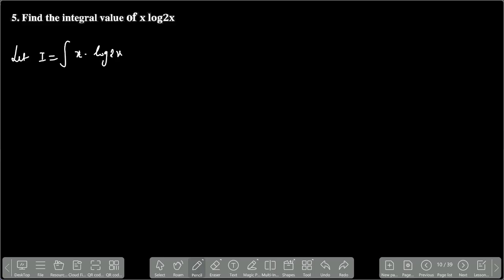The integral contains two functions. At that time what do I suggest you use? What is the word? ILATE. Yes, what is ILATE? There is no inverse function, and then there is a logarithmic function. This is the first function. What remains? There is no trigonometric or exponential. There is an algebraic function, that is the second function. Any doubt, students?